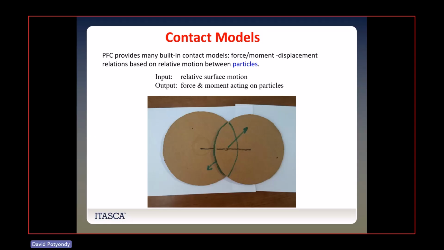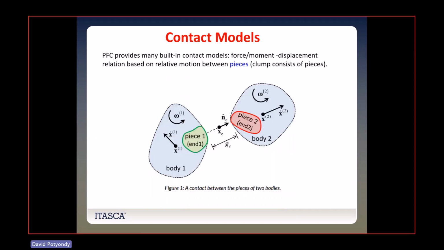Contact models, right? There's my thing, my two things. Take out my pocket knife, make the hole. At that point, there's forces, maybe moments, update them. Relative motion, update them. That's the goal.